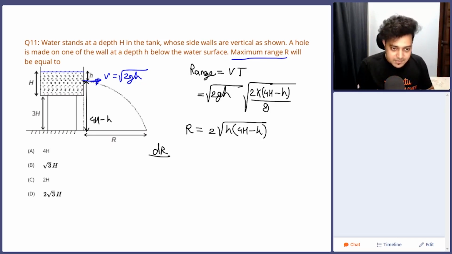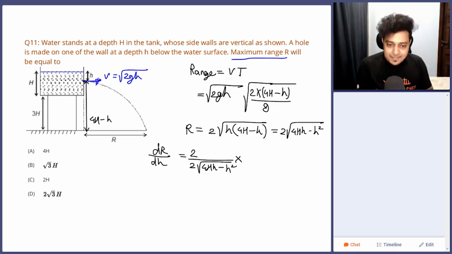If I differentiate this with respect to h, I will open the bracket inside. So it will be 4 capital H small h minus h square. 2 as it is. Then the derivative of root will be 1 upon 2 root of 4Hh minus h square, into the chain rule. So the derivative of the entire inside will be 4H minus 2 small h.